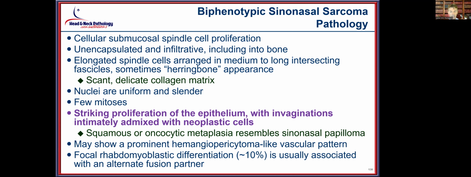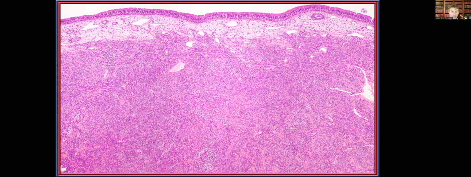Recognize that rhabdomyoblastic differentiation can also be seen in some of these tumors, and in fact, it is recognized now in about 10% of them. And when that occurs, it actually does have an alternate fusion partner. So when I look at this, I can see that the surface is uninvolved.